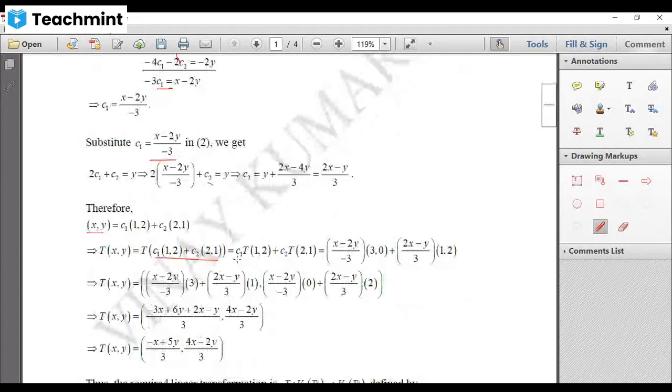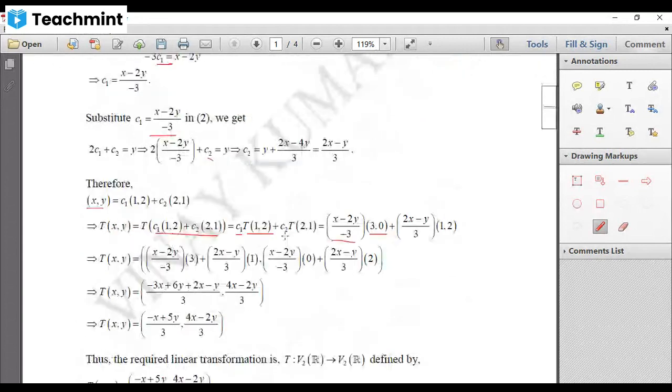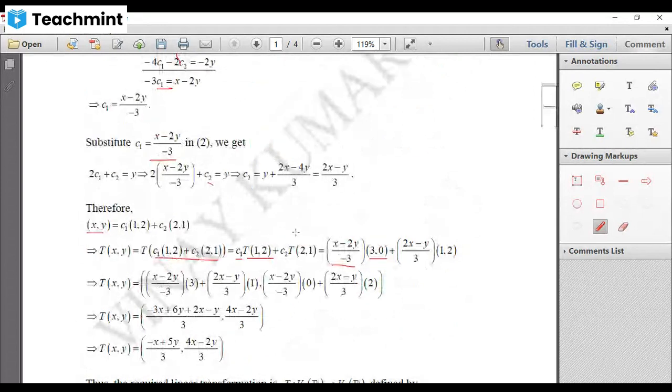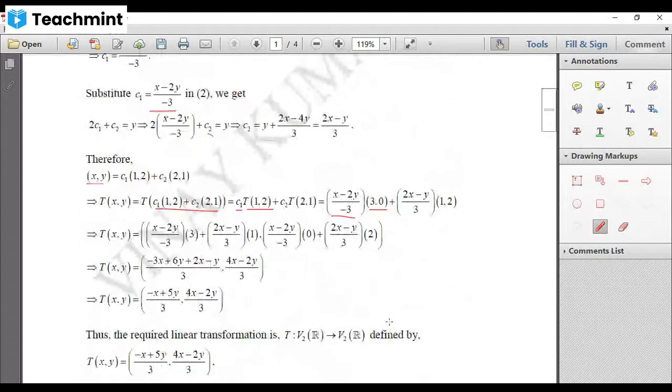And we have C1. What is your C1? It is (x minus 2y) by 3. And we have the image of (1, 2). What is the image of (1, 2)? (3, 0), they are given. Substitute them. And what is your C2? (2x minus y) by 3. And what is the image of (2, 1)? They are given, (1, 2). Substitute them. Now multiply this scalar with the ordered pair: (x minus 2y) by 3 into 3, plus the first vector here, (2x minus y) by 3 into 1. That is your first coordinate. Add them.